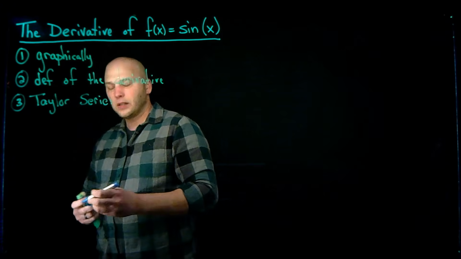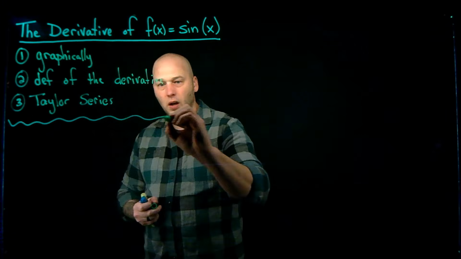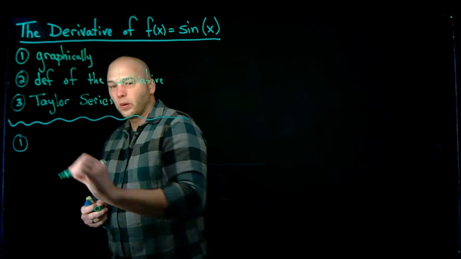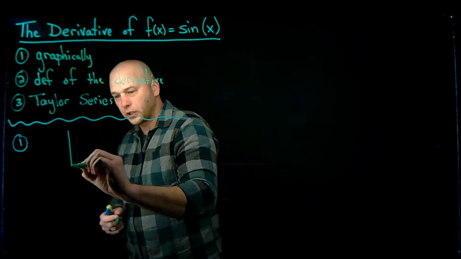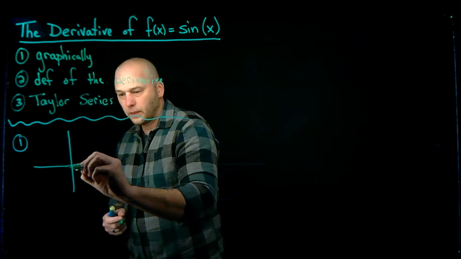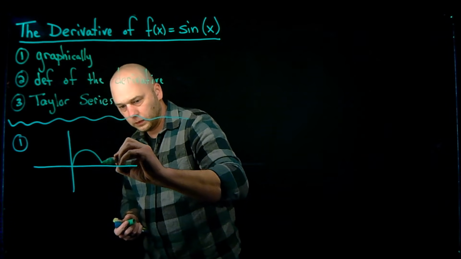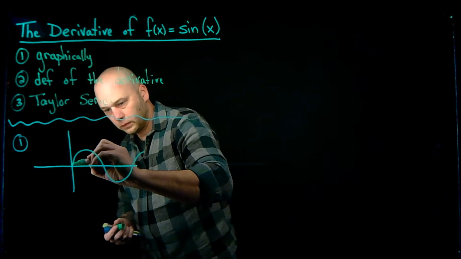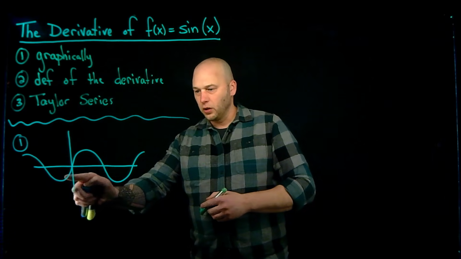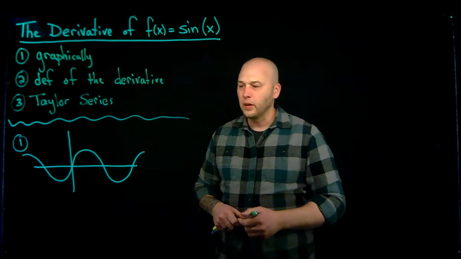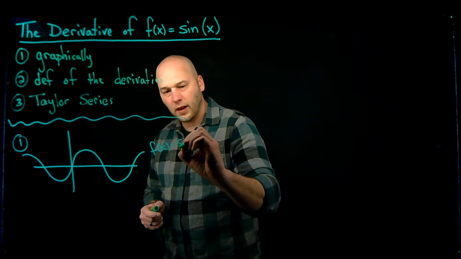First and foremost, let's look at the graphical interpretation. So let me go ahead and section this off. So first and foremost, we're going to do this graphically. Let's look at the graph of the sine function. So the sine function looks like the following. Okay, where of course the intercepts occur at 0 and pi and 2 pi, so on and so forth. Now this is the graph of f of x is equal to sine of x.